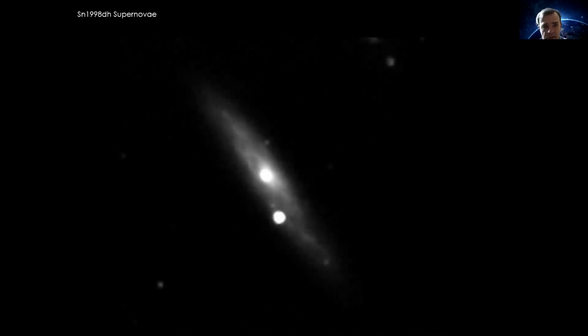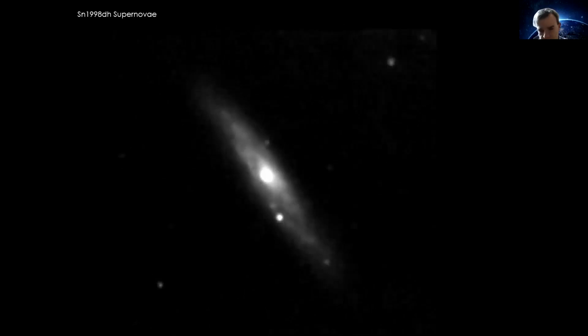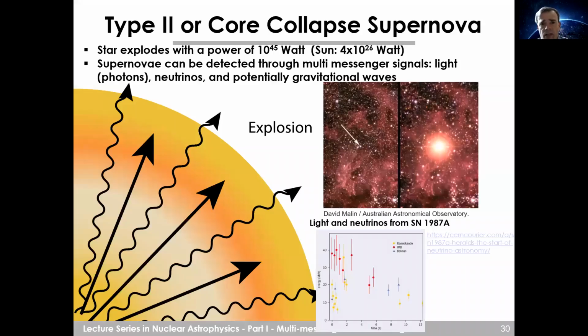I like this animation here. This is from a supernova. It just shows you how powerful this supernova explosion is. It's almost as bright as the entire galaxy that the supernova is sitting in. So you don't want to be nearby if that happens. So there's a lot of power. So the star explodes with 10 to the 45 watt, which is about 20 orders of magnitude more than the power that our sun gives.